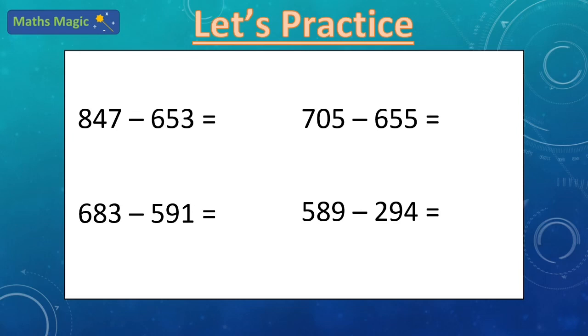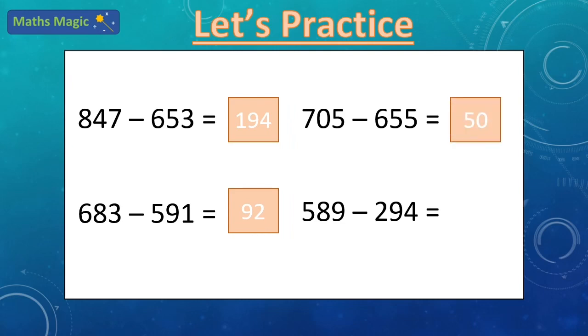Right, let's check our answers. 847 subtract 653 equals 194. Our next question was 683 subtract 591, which equals 92. 705 subtract 655, which equals 50. And finally, 589 subtract 294, which equals 295. Well done for giving that a go.